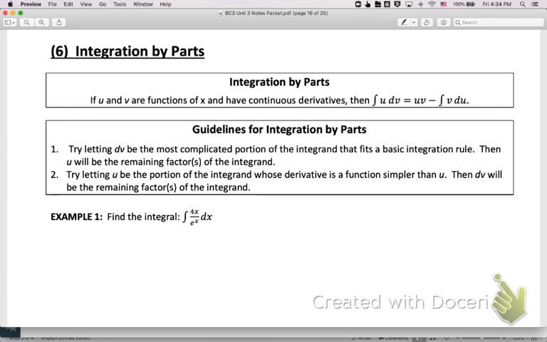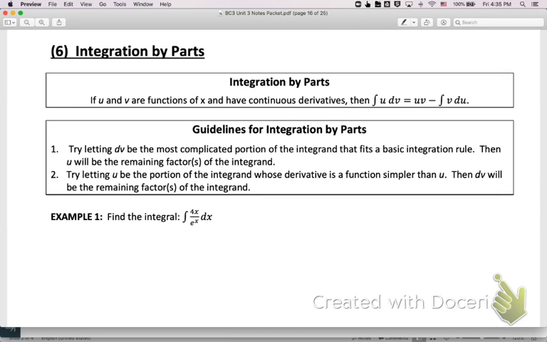You can either let dv be the most complicated part of the integrand, and you want to make sure that it fits a basic integration rule. Then u will just be whatever's left over. Because remember, it's typically easier to take a derivative than it is to take an integral. Once you choose u, you have to find du, so you're going to have to take the derivative of that. But when you choose dv, you're going to have to integrate it to figure out what v is. So you need to pick something that is easy to integrate. Okay?